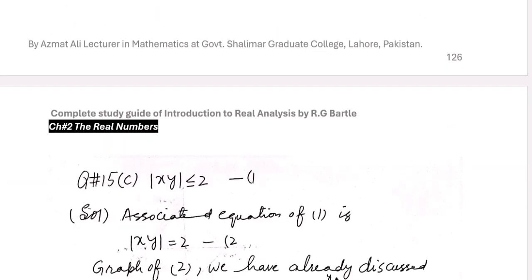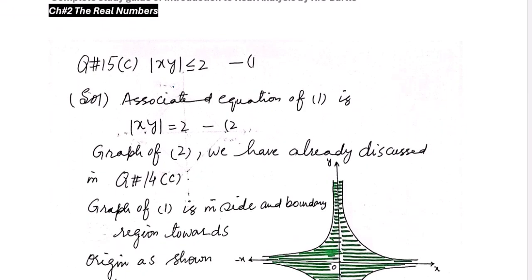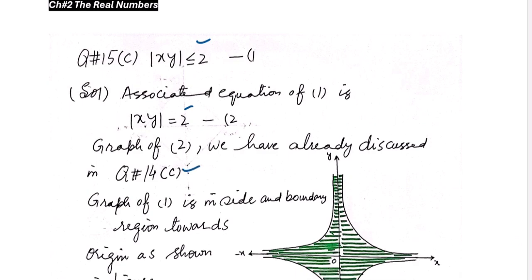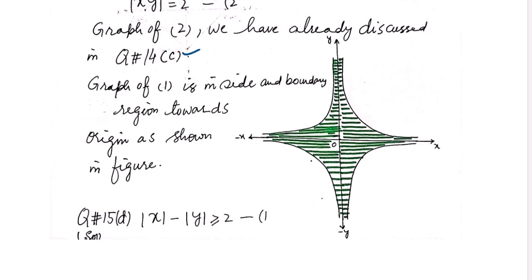Okay. Next we move towards part C. Part C is |xy| ≤ 2. The associated equation is simply |xy| = 2. The graph of this we have already discussed in part 14C, that was the rectangular hyperbola in the first and third, and second and fourth quadrants. Because my inequality has the sign less than or equal to, the graph will be inside and on the boundary of these hyperbolas, as shown in the figure.